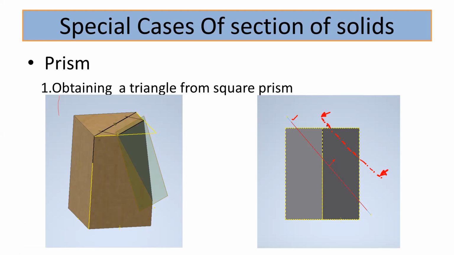Okay, because when it intersects the top base, it will give two corner points. Suppose these points are A and B, and with this vertical edge, we will obtain a single point. So this is the point C. Okay, so in this way, you will get the triangle as a true shape by this section plane. You can observe here in the 3D image. This is point A, this is point B, and this is point C.